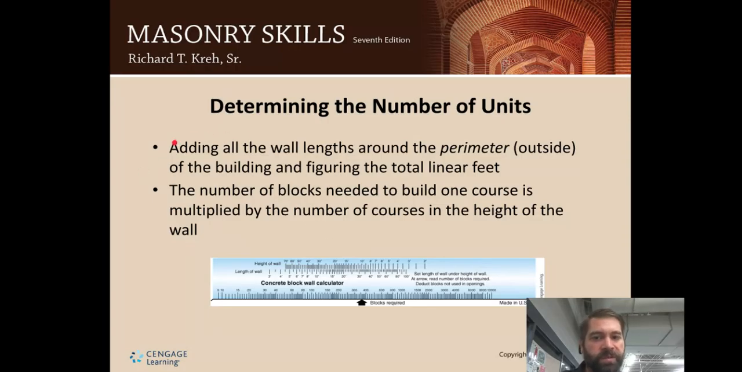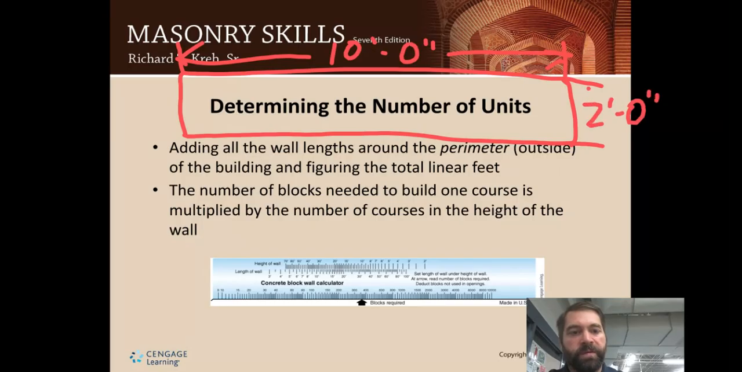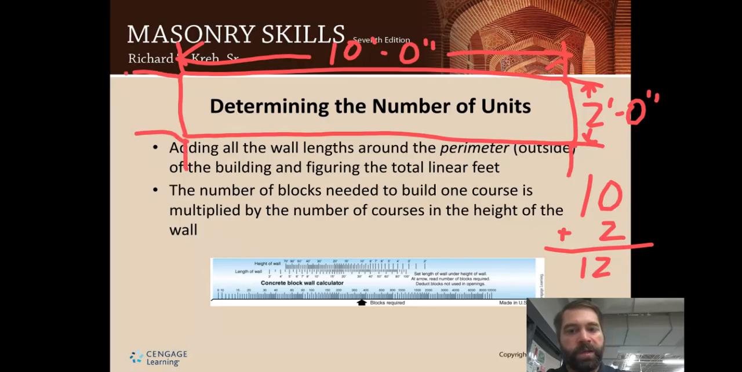When you want to determine the number of units, make sure you're adding all the wall lengths around the perimeter or the outside of the building and figure out the total linear feet. So for example, let's say we're going to build a wall around this. On this one, we have 10 feet. And on this one, let's make this 2 feet. When we add up the perimeter, we're going to take 10, which is this side, plus 2, which is this side. That gives us 12. And we're also going to have 10 here, and then 2 here. So we just double this. We're going to multiply this by 2. So we have 24 linear feet. Now we can divide by the number of units that we have to get a rough idea of how many blocks we're going to need.